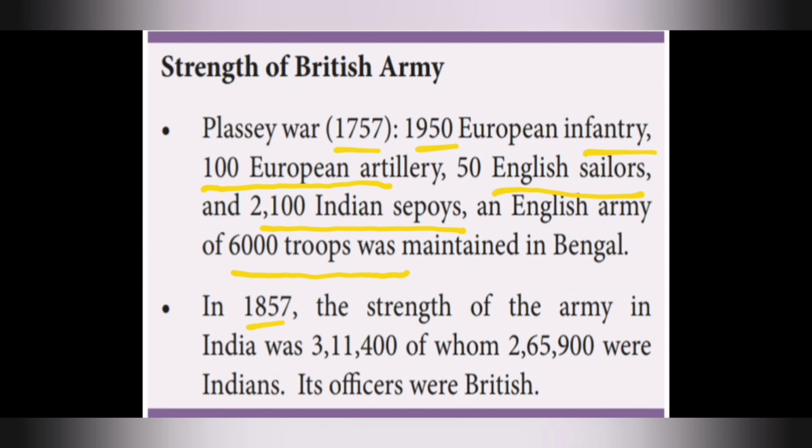Next, in the year 1857, the strength of the army in India was 3,11,400, of whom 2,65,900 were Indians. So these were the complete strength of the army in India. That is 3,11,400. From this 3,11,400, 2,65,900 were Indians. Its officers were British. Okay.